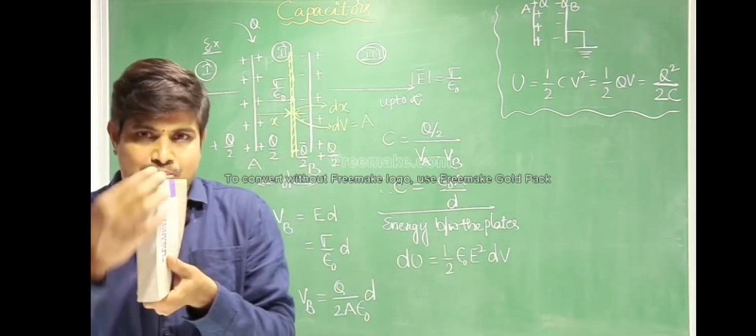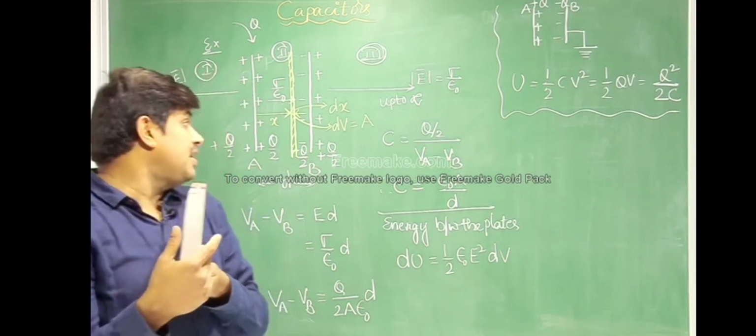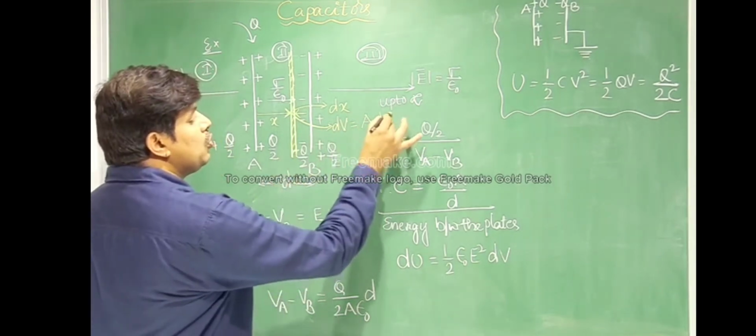You are observing this line, this part. But the plate area is here. This area, the plate area is here. Okay. So that plate area into this thickness is the volume. Are you getting, my dear friends?